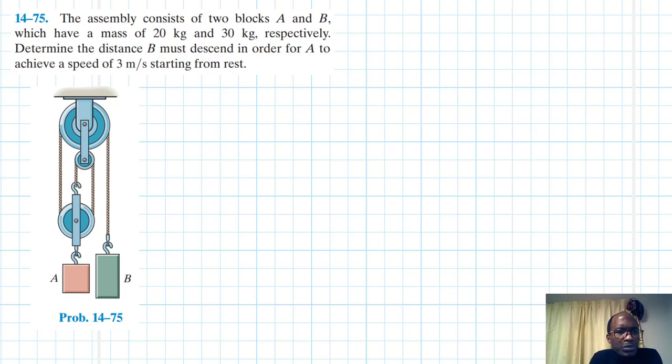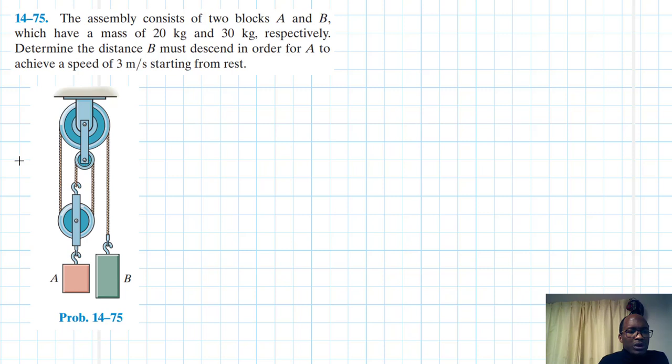The problem reads, the assembly consists of two blocks, A and B, which have a mass of 20 kg and 30 kg respectively. Determine the distance B must descend in order for A to achieve a speed of 3 meters per second starting from rest. Alright, so we are being asked to determine the distance B that must descend in order for A to achieve a speed of 3 meters per second. This problem is coming from Engineering Mechanics and Dynamics, 14th edition by R.C. Hibbeler.